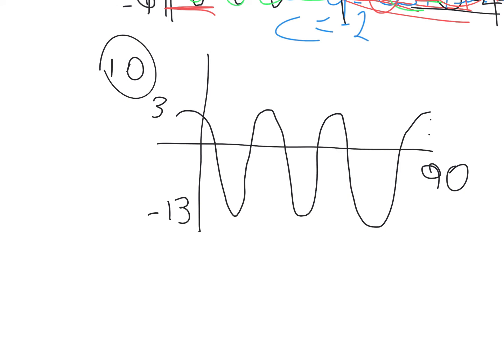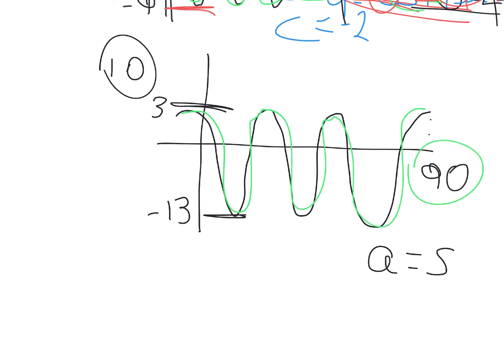Okay, one more. The curve goes up to 3, down to minus 13. That's a total height of 16. Half that to get amplitude. A is equal to 5. B, number of complete cycles in 360. 1, 2. There's 3 in 90. So how many 90s in 360? That's 4. So 4 threes are 12.